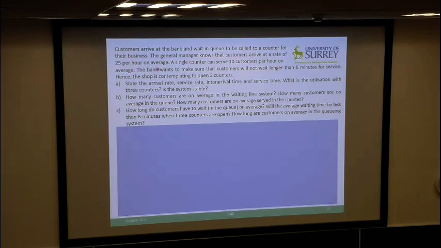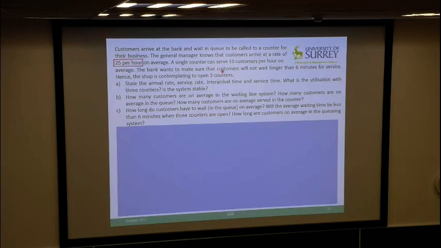So apparently we know this is the arriving rate, and a single counter can serve 10 customers per hour on average. So when we see single server, we know this is the service rate for just one server, one employee. The bank wants to make sure the customer will not wait longer than 6 minutes. So the shop tries to open 3 counters. Okay, so that's pretty clear.